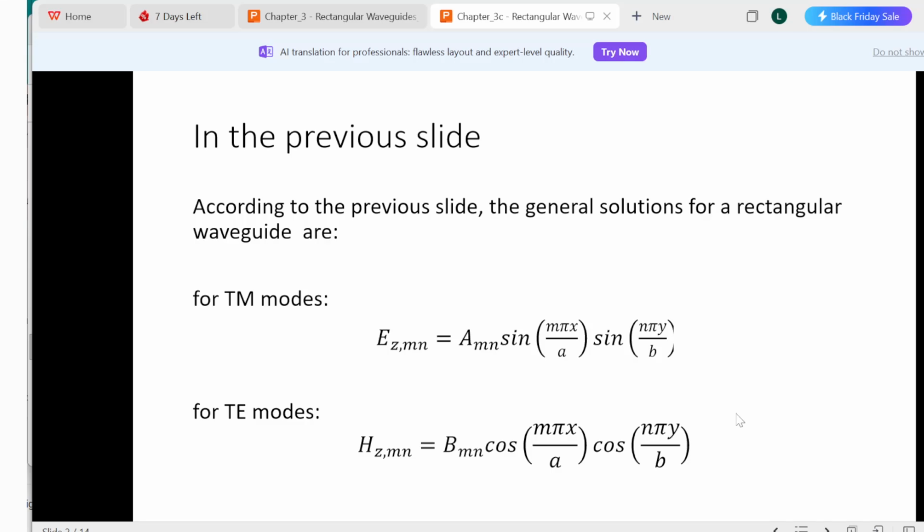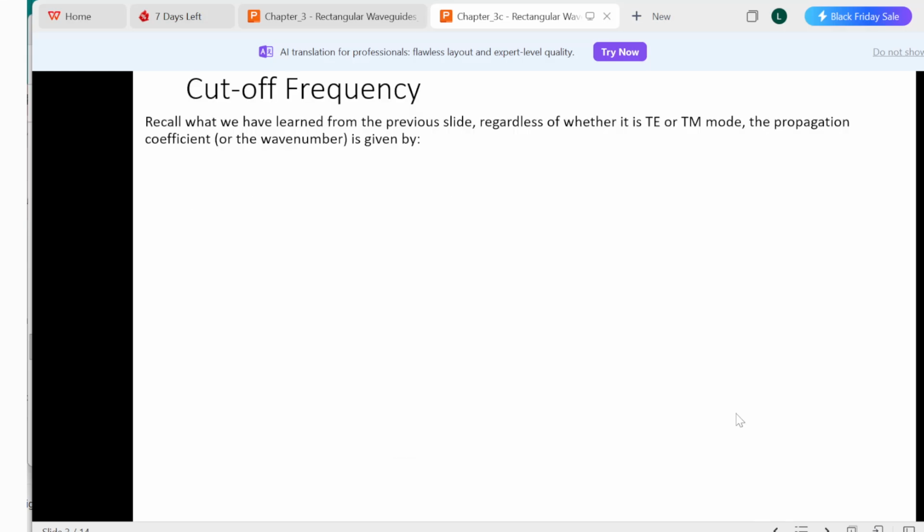Yeah, the very first thing that we can know is the cutoff frequency. And to begin with, we are going to find out the cutoff frequency first.